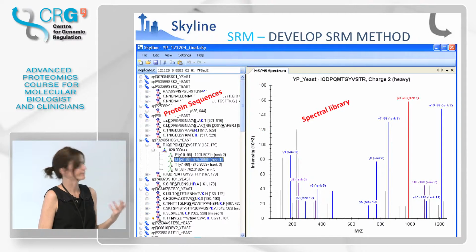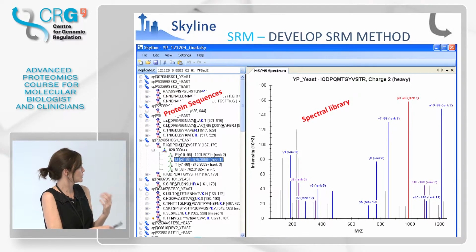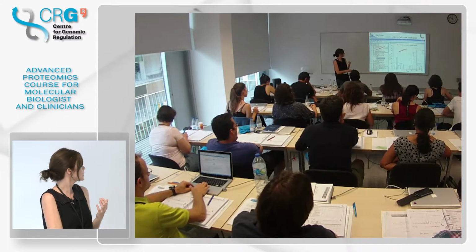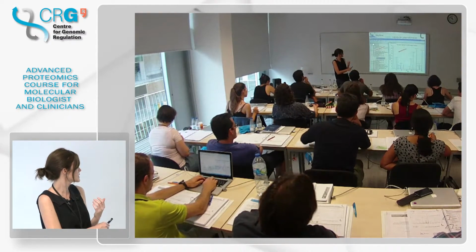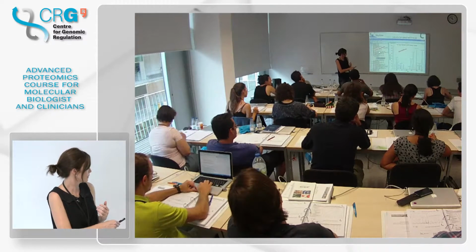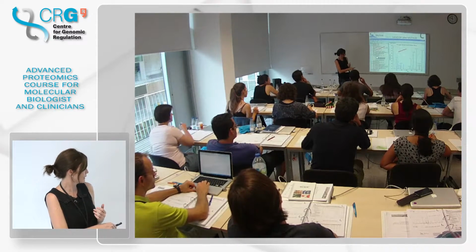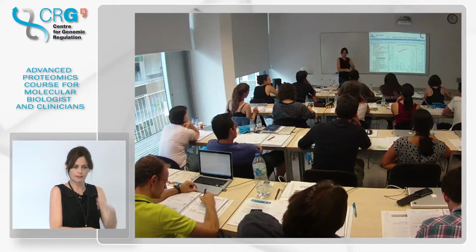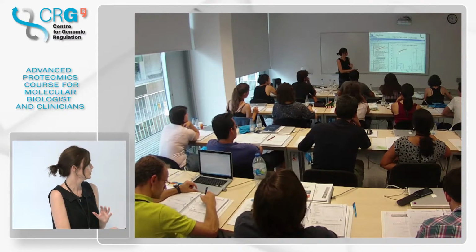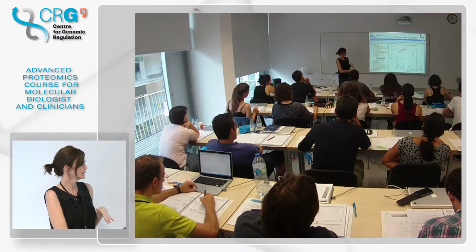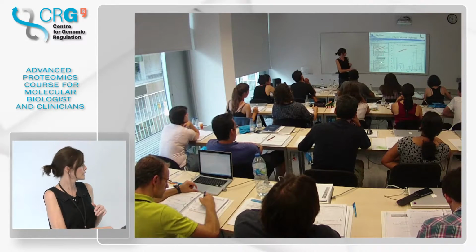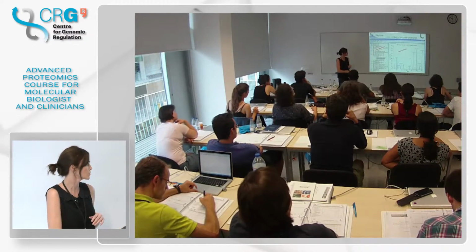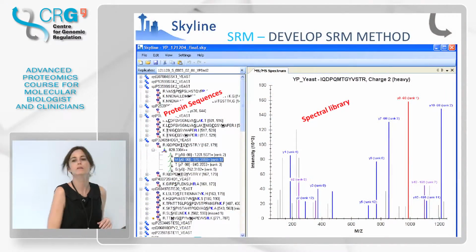This is a print screen of a computer in which Skyline is open, and this is what you're going to see. Here you have your list of proteins. Inside these proteins you have your peptides. Inside each peptide you have the transitions. You're going to be playing with this. This is just to show you the view. You will see the spectral library associated with these peptides, and here you will be able to say, I want this fragment, and I want this one, and I don't want this one.